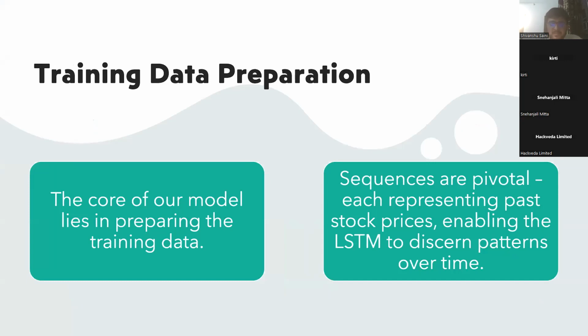Now, training data preparation. Next up, we need to prepare our training data. This involves creating sequences of historical stock prices, and each sequence represents past prices, enabling our LSTM model to learn and predict patterns.